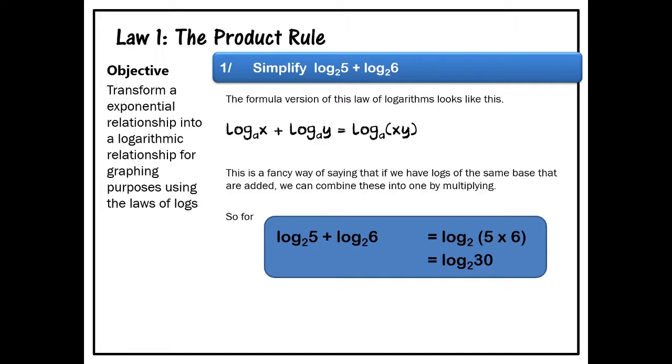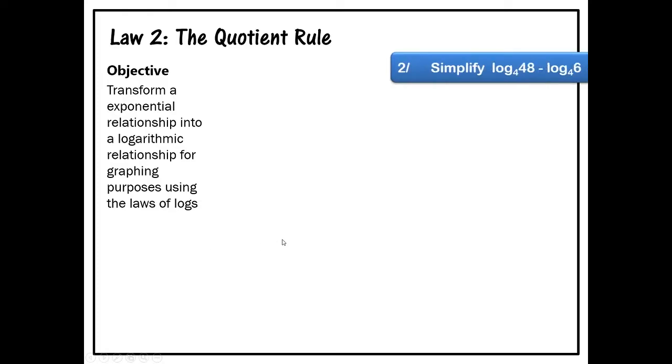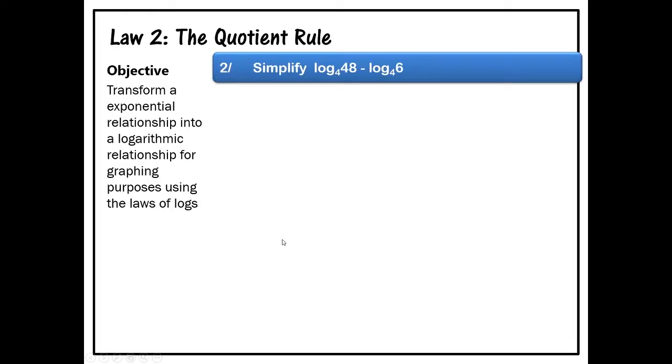The second law, you might be able to guess already. It's called the quotient rule, quotient being a fancy name for dividing. So we're going to simplify log to the base 4 of 48 minus log to the base 4 of 6. Again, I've just included a base 4 to show that this will work as long as these two things have the same base, in this case 4.